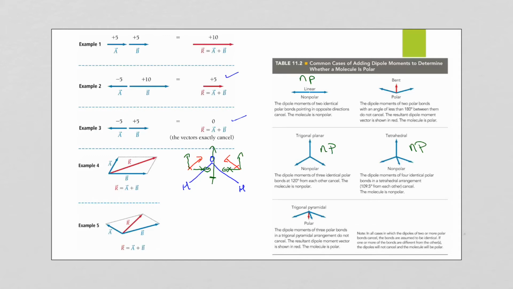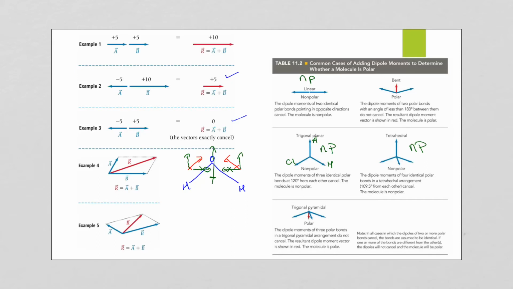Now, if we take any of these and switch things up, say two of these are the same but one of them is different, so let's say we have H, and this is a Cl. Now they're not the same, so they don't cancel out anymore. Now it's non-symmetric. So while trigonal planar or tetrahedral are symmetric shapes, if all of the dipoles are not equal, then it's non-symmetric, and it's going to end up being polar.